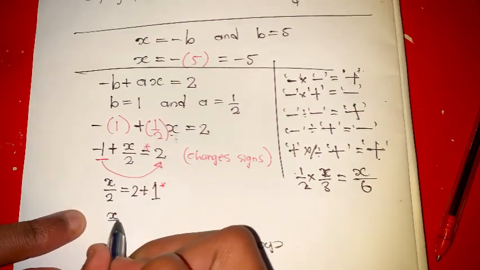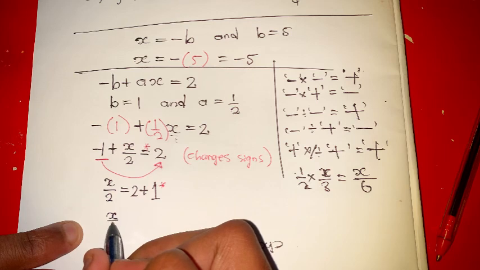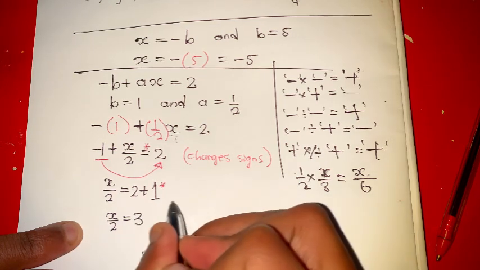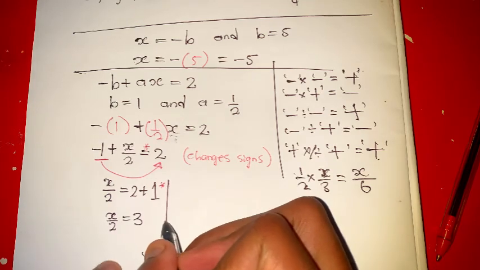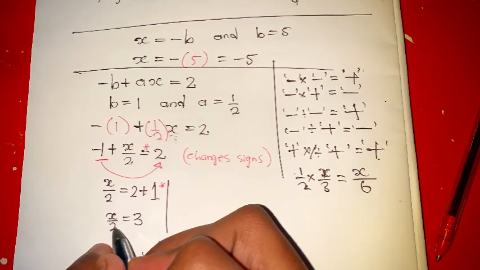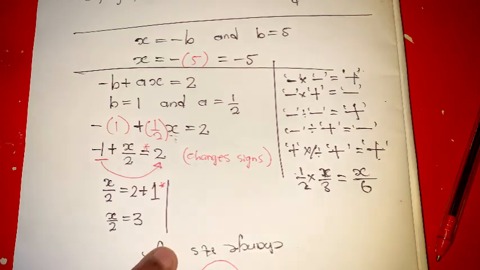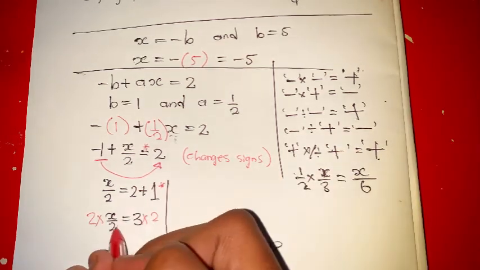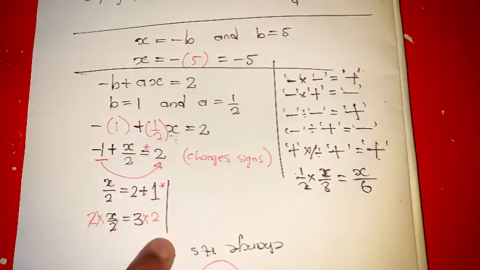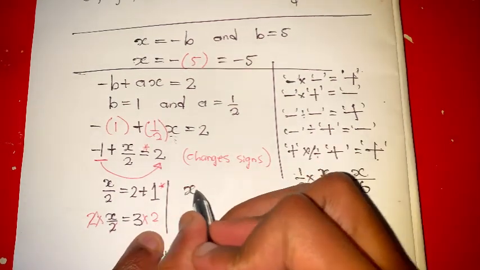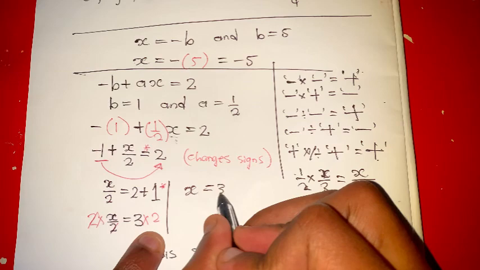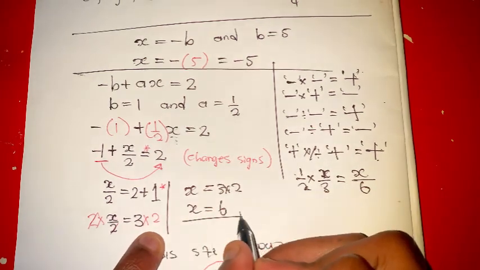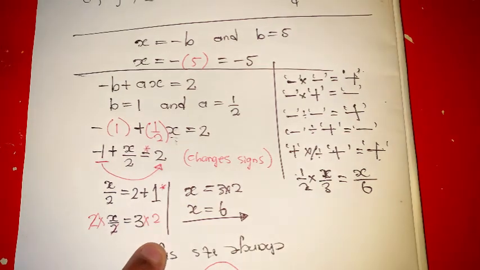So you have x over 2 equals 3. Now, what you do here is you multiply by 2 on both sides. Multiply by 2, multiply by 2. So this 2 will cancel this one, and here you will have x equal 3 times 2. Then your x is equal to 6. That's how you solve your x.